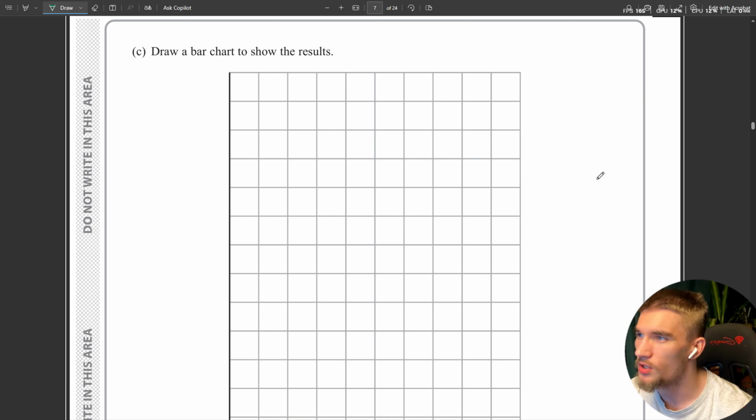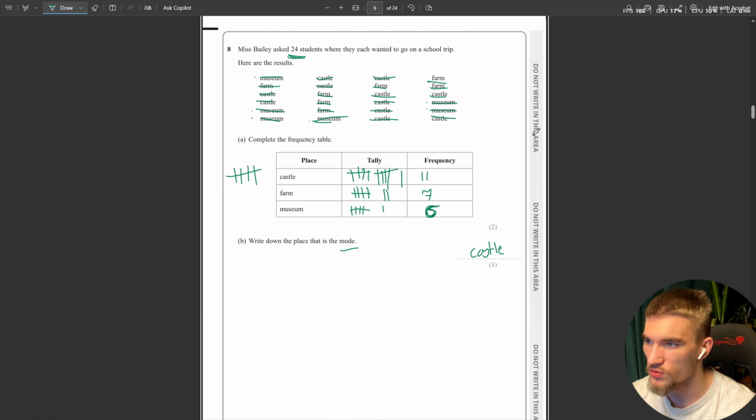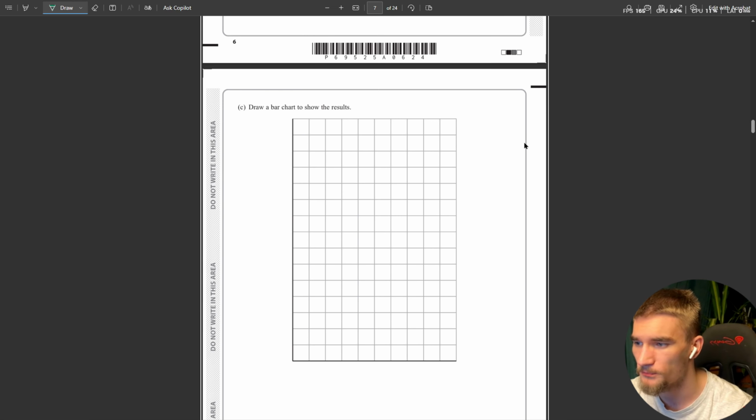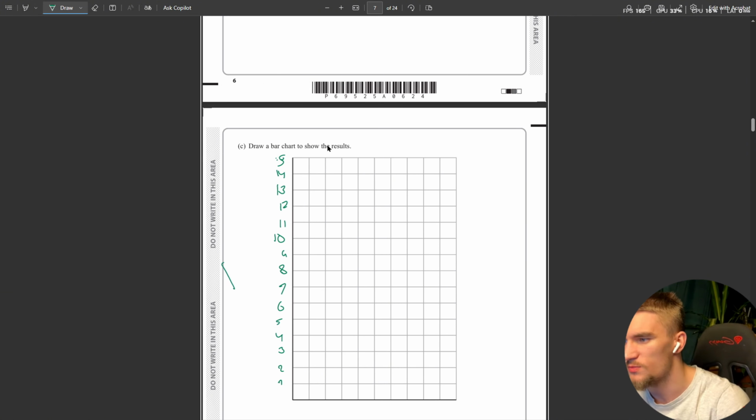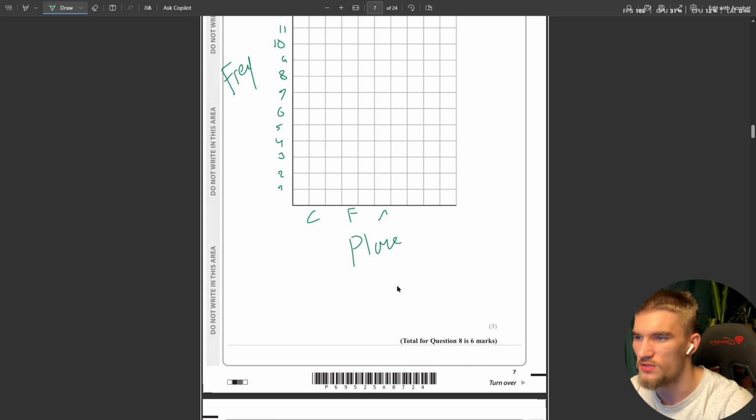Draw a bar chart to show the results. So we had 11 castles, 7 farms, 6 museums, right? So we could go up in ones. 1, 2, 3, 4. That will work. So this is my frequency. And then down here is just my place, right? So here we're gonna have castle, here we're gonna have farm and museum, right?